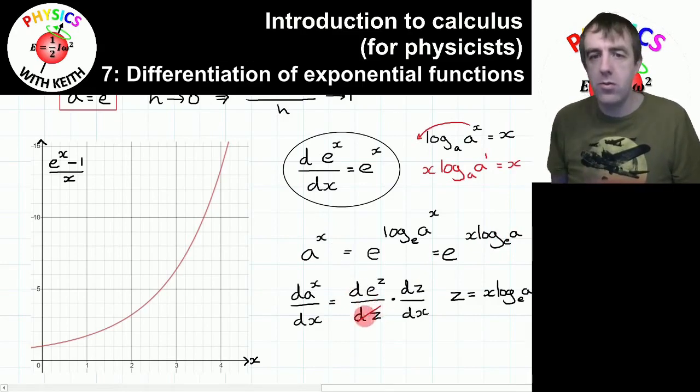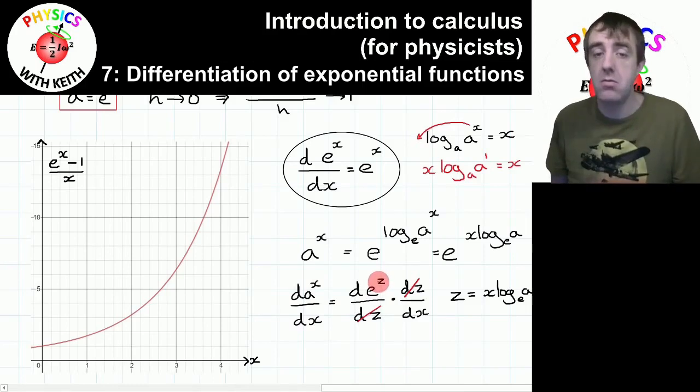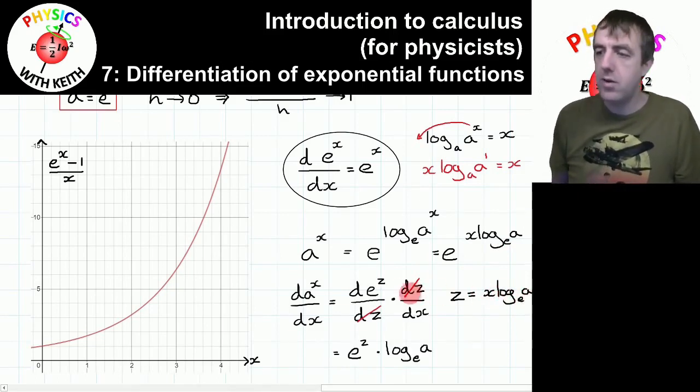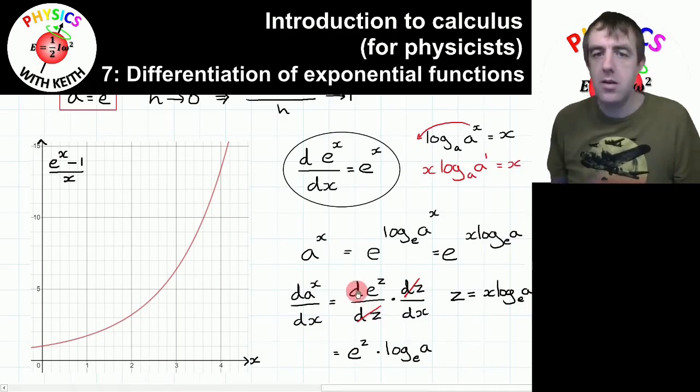Remember, with the chain rule, we could split a derivative apart. So d a to the x divided by dx is the same as d e to the some other variable, z, divided by dz times dz by dx, where z is the exponent of this number, and you can see from the expression above, that's x log to the base e of a. And there we have it. That was very straightforward to differentiate.